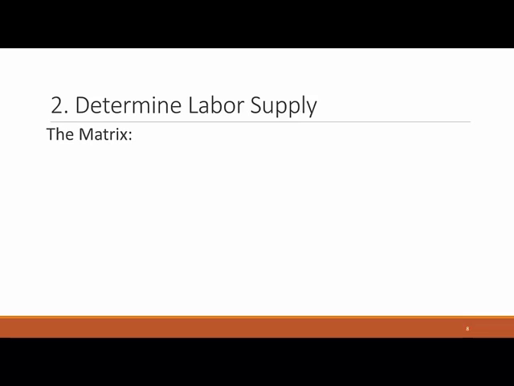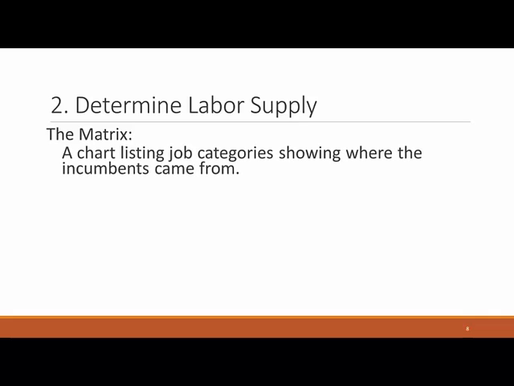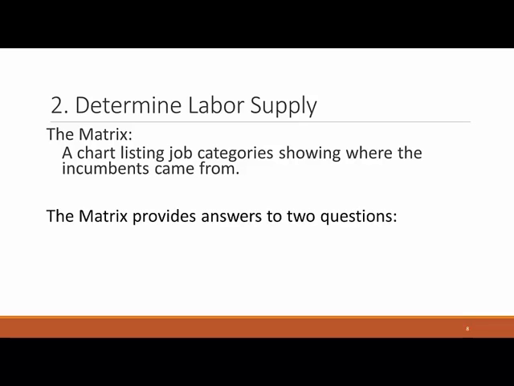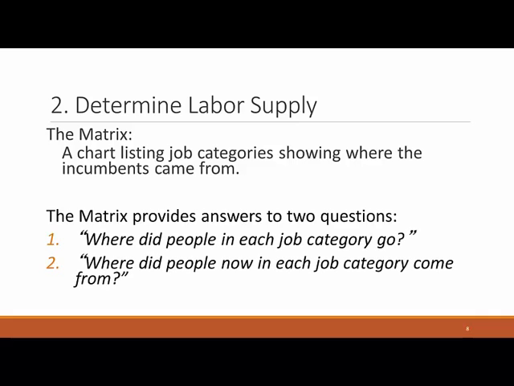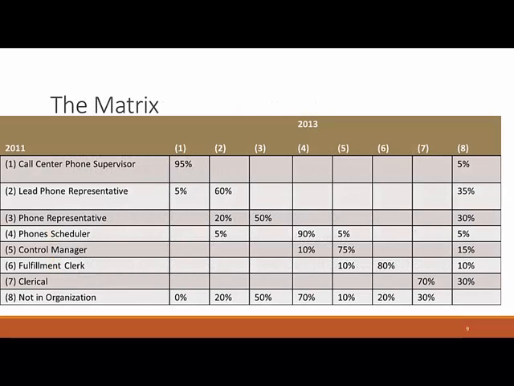So your supply, here's a matrix. It's a little bit tricky. Let's take a look at it anyway. It's basically the chart that shows individual job categories, and it shows a couple of things. The matrix provides answers to two questions. Where did the people in each job category go? And where did people in each job category today, where did they come from? And you can see the importance of knowing the answers to both of those questions. A little bit complicated here, but let's take a look.